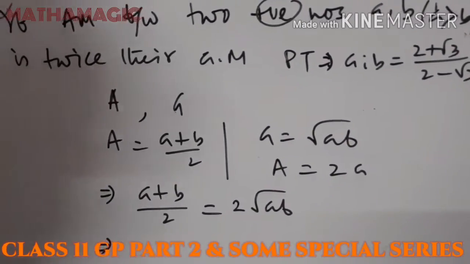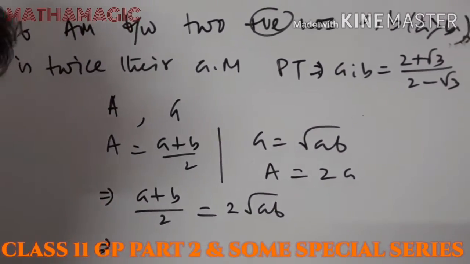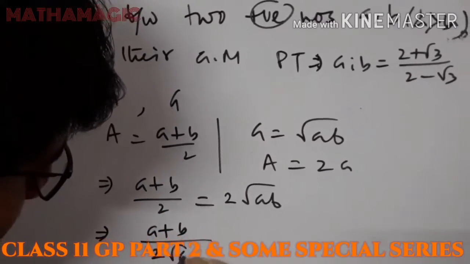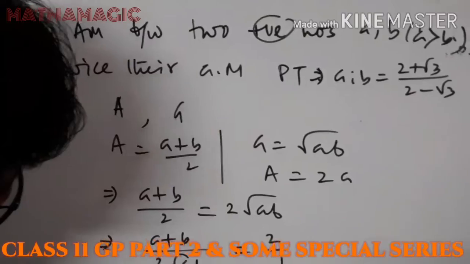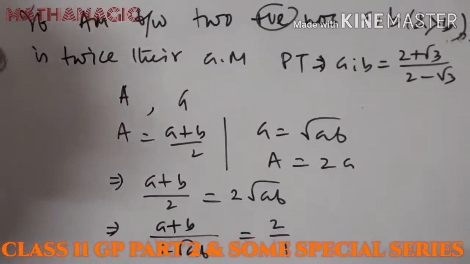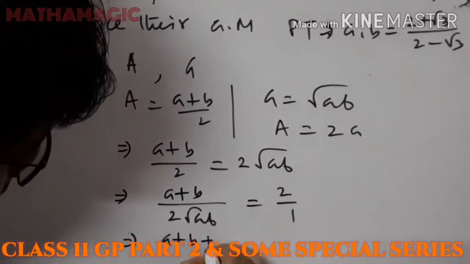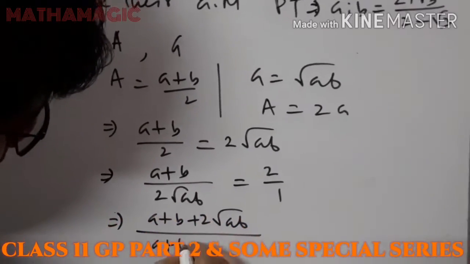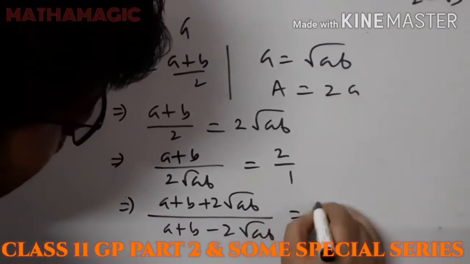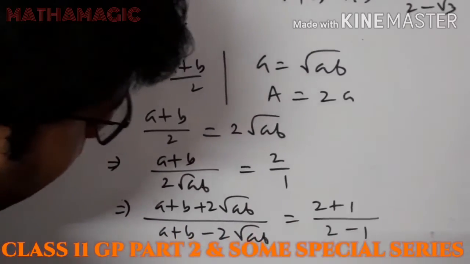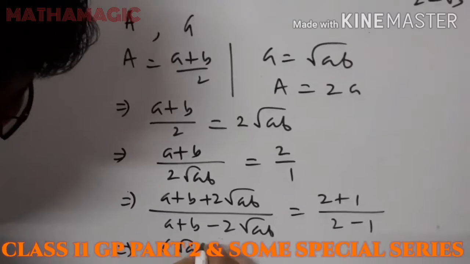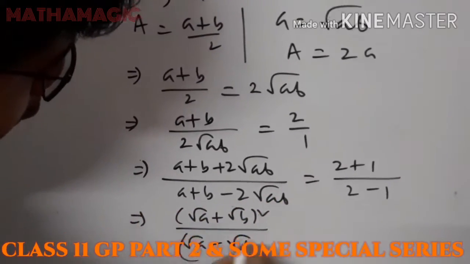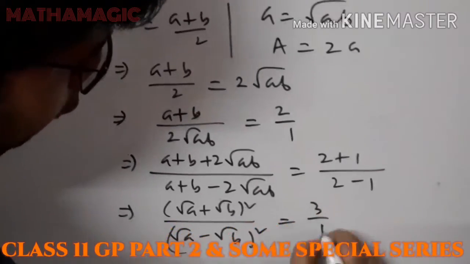Now, simply do like this: A plus B by 2 root AB equals 2 by 1. Now you just perform componendo and dividendo, then you will get A plus B plus 2 into root AB divided by A plus B minus 2 into root AB, that is equal to 2 plus 1 divided by 2 minus 1. So it will give you root A plus root B whole square divided by root A minus root B whole square, that is equal to 3 by 1.